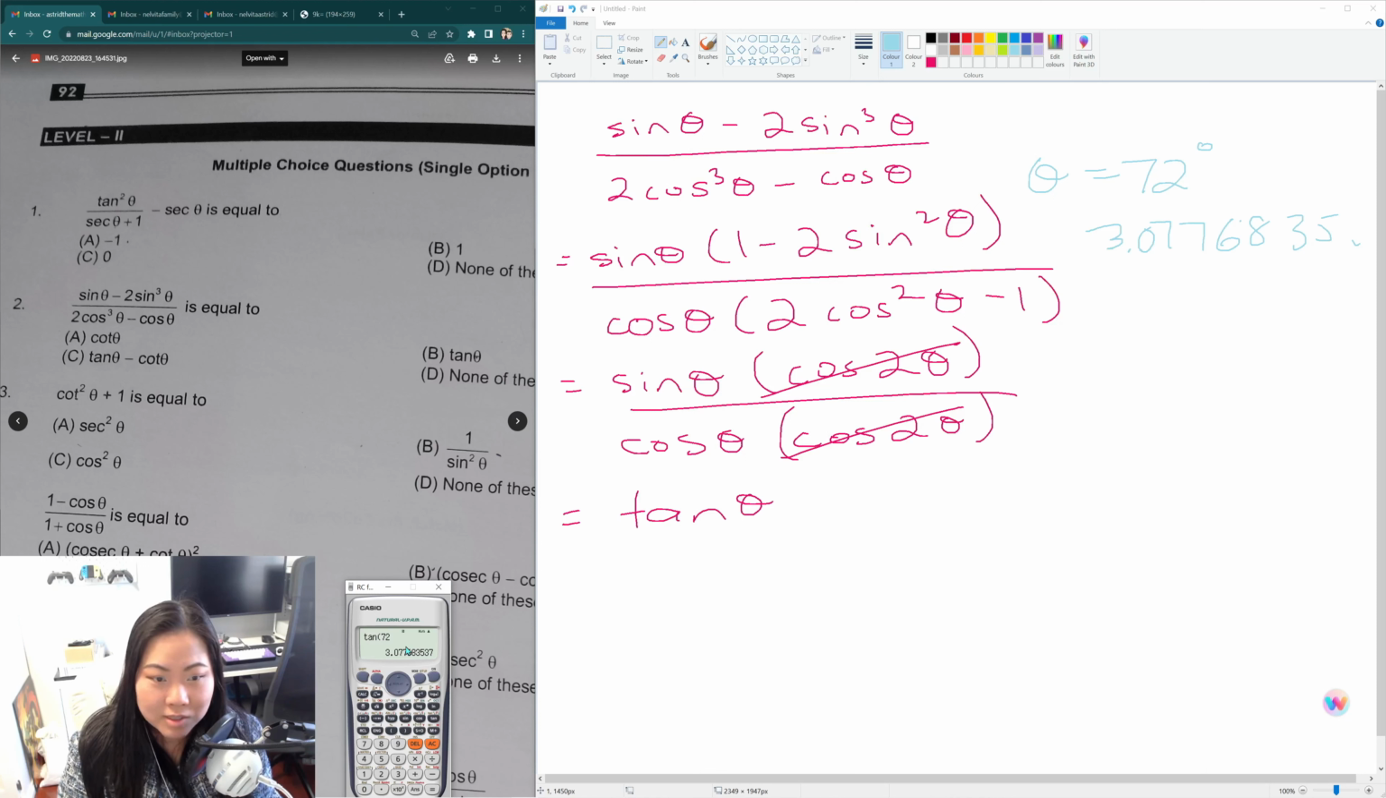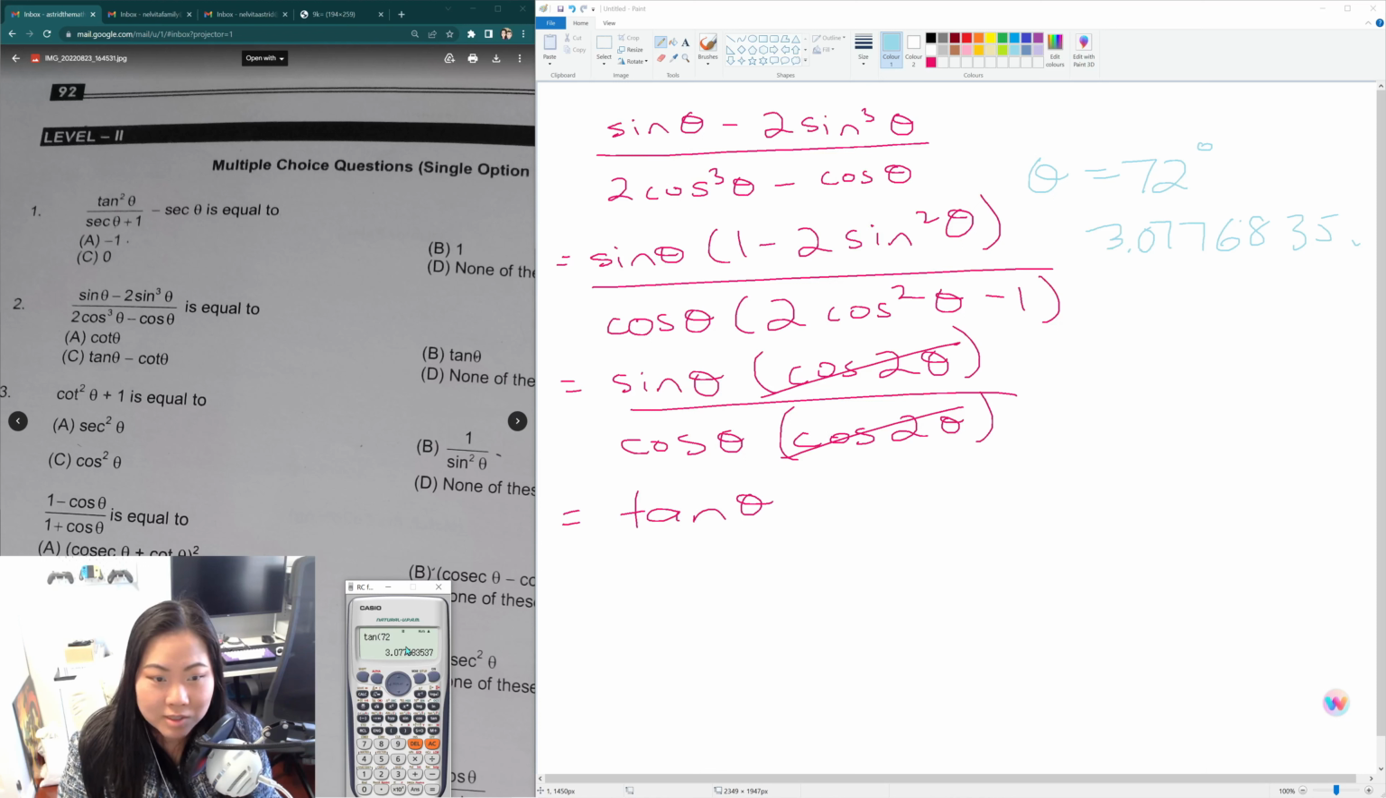Cot squared theta plus 1 is equal to what? Again, I noticed this squared, so cot squared theta plus 1. Let's see if it's any trig identities. There we go. Cot squared theta plus 1 is equal to cosec squared theta. And that is 1 on sine squared theta. Let me see what's available. Okay, B, 1 over sine squared theta.